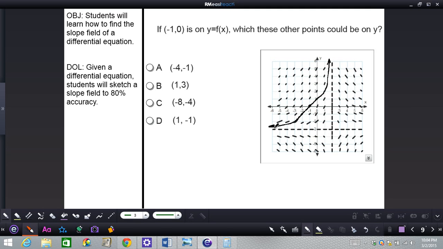So there we go. So -4, 1. -1, nope. 1, 3. Oh, there it is, 1, 3. Okay, that point is in fact on the curve. 1, nope, that would be 1, 2. Sorry about that. -8, 4, and -1.